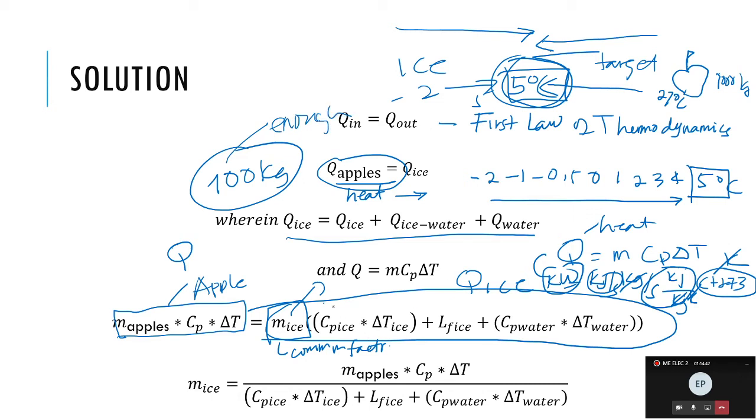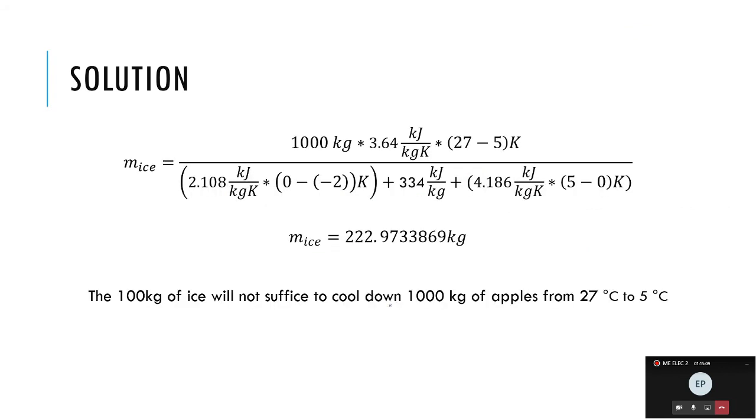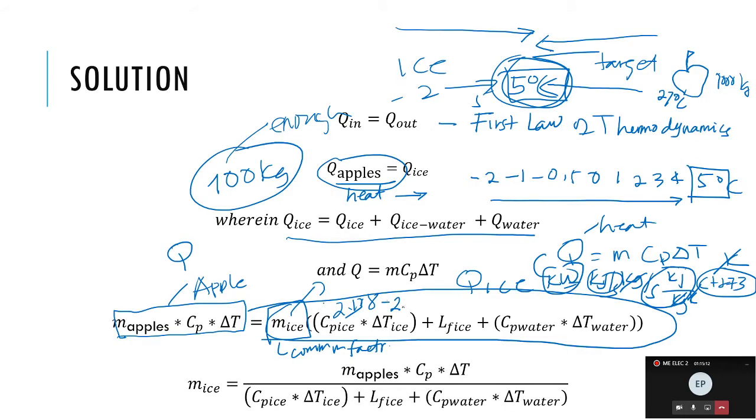So ngayon, we'll continue. We have the Cp of ice. What is this? 2.108. Delta T of ice we have. Temperature ng ice. Ano yung temperature ng ice na may involved dito, class? Zero and negative. Yung negative 2, yun ang una niya, tapos pupunta siya sa 0. Kumbaga, you start with the higher value. What is the higher value? 0 or negative 2? 0, kasi mas mainit eh.